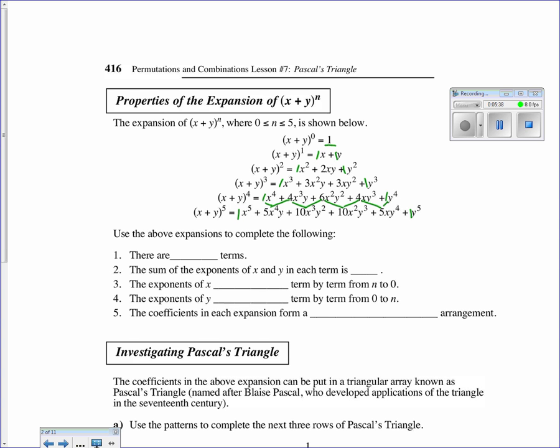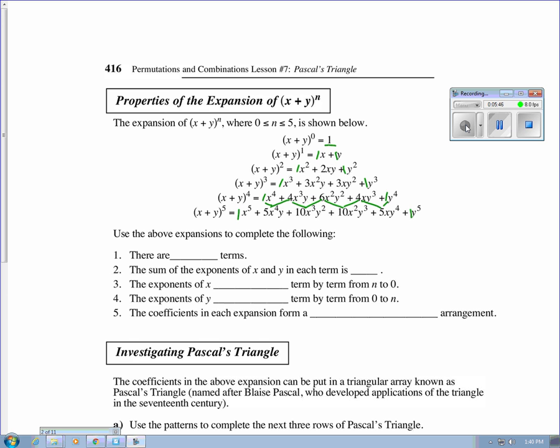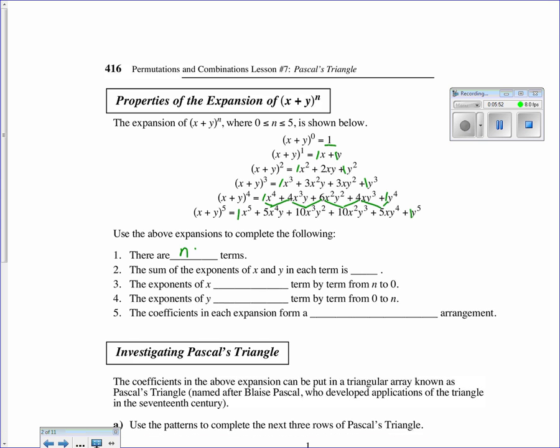So using this triangular expansion, when I'm expanding and I'm talking about my exponent being n, there are always n plus 1 terms in the expansion. The sum of the exponents of x and y in each term is equal to n.